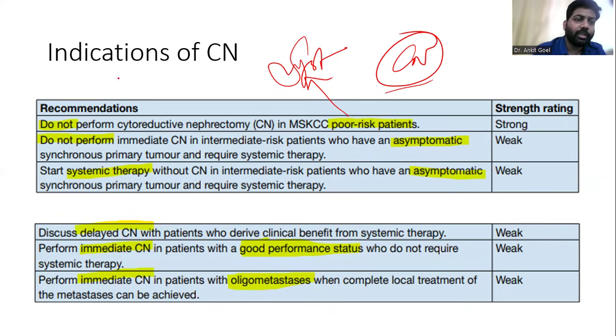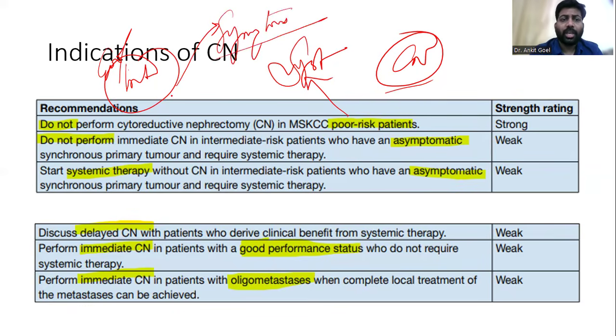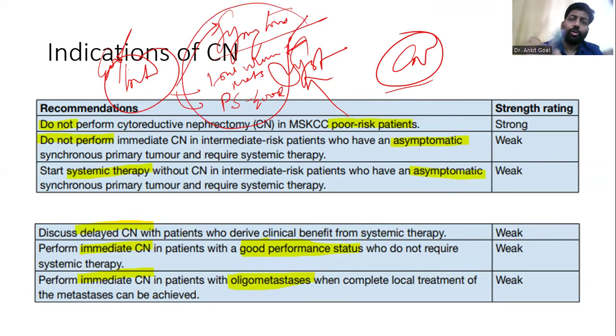What about the good and the intermediate risk? When it comes to the intermediate risk or the good risk, what we are concerned about is whether the patient has symptoms, okay? If the patient has symptoms and a low volume of mets, there is oligometastasis, the patient has symptoms, low volume of mets, and the performance status is good, all these patients, you offer cytoreductive nephrectomy.